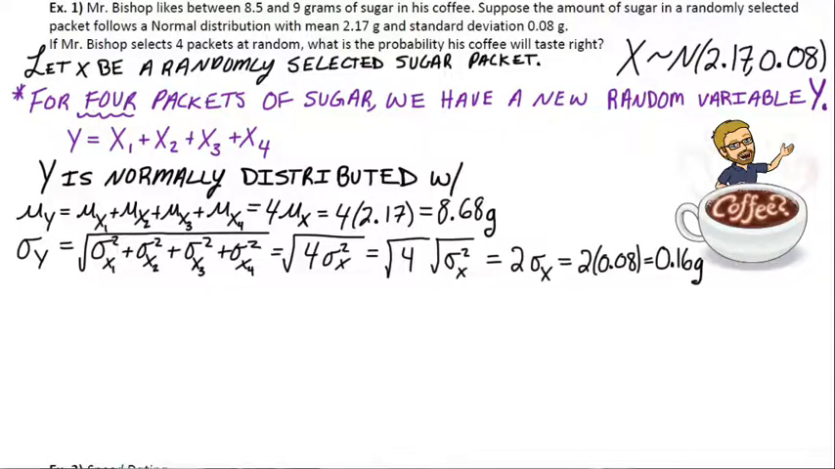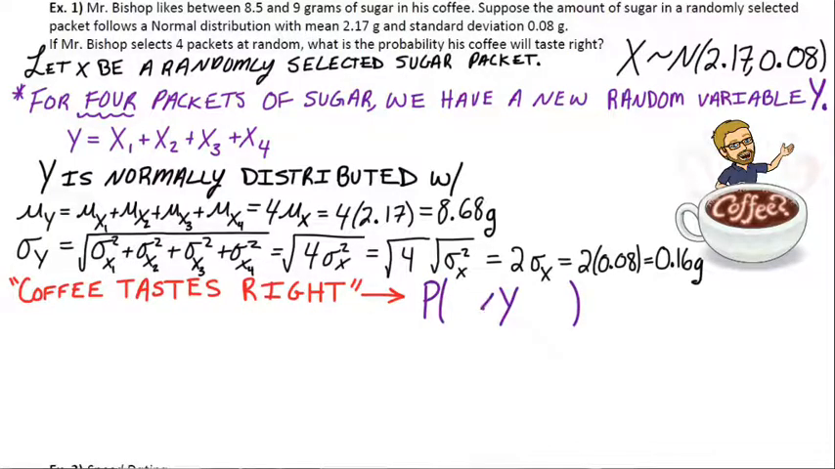So the question, what is the probability his coffee will taste right? That's actually a normal probability question, something we could use normal CDF with. Well, now we know the distribution, y, it's normal, there's the mean, there's the standard deviation, and that comes from the 4 packs of sugar. So the question being, what's the probability that the coffee tastes right? In this case, to taste right, apparently it's got to be between 8.5 and 9 grams of sugar. That's what it starts out by saying. So y, from the 4 packs, we have to get between 8.5 and 9 grams of sugar.